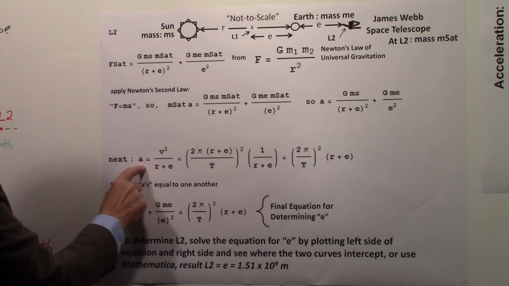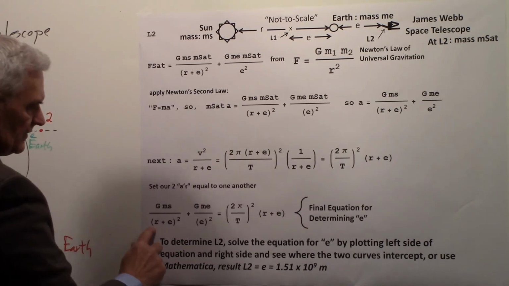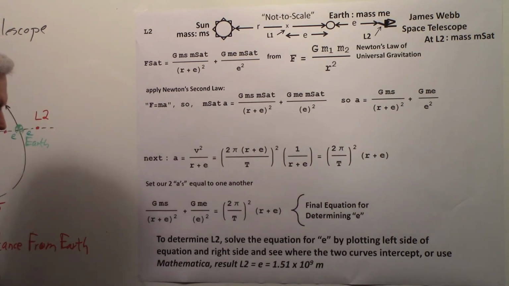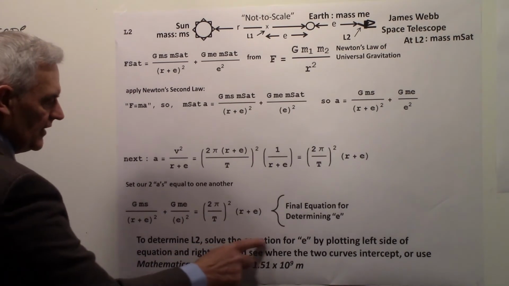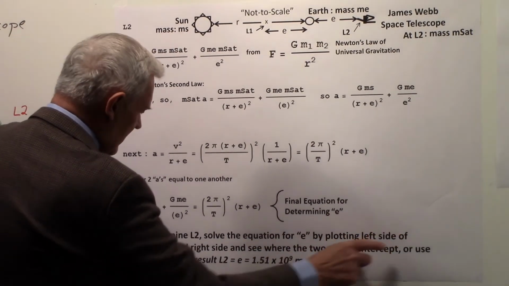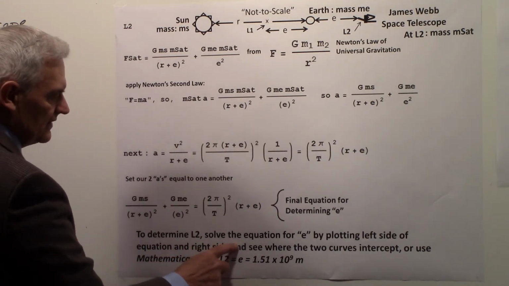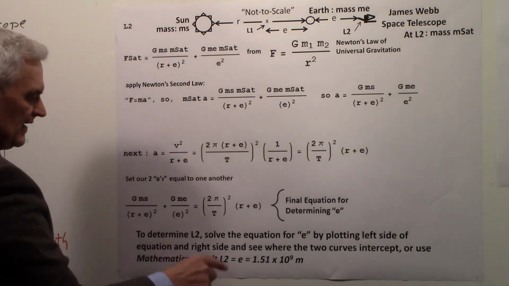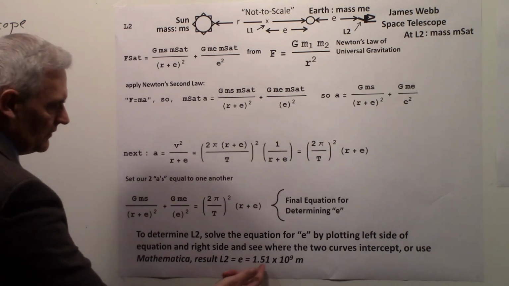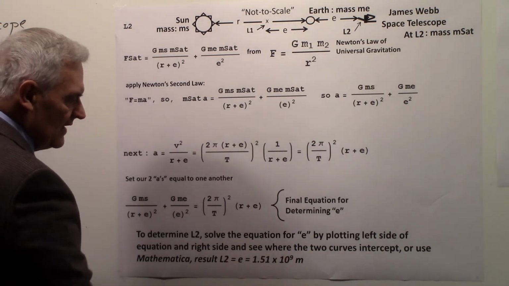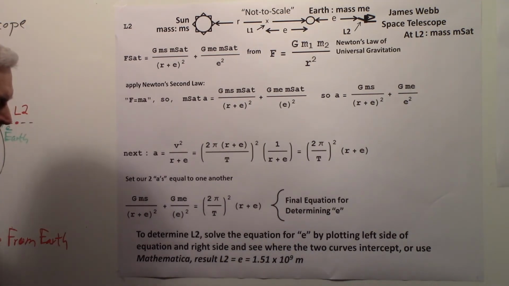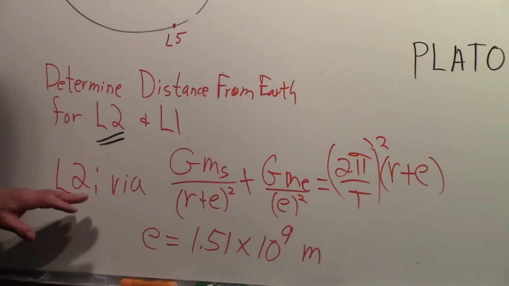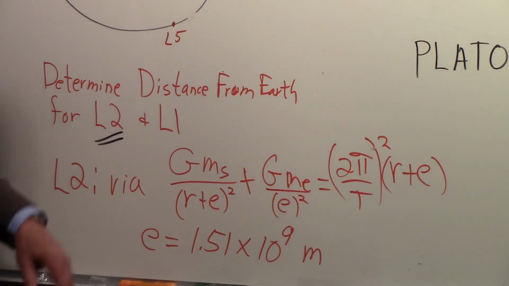So we take these two a's that we have, and we set them equal to one another. So here's the one side, and here's the other side. So this was our final equation for determining e for L2. So to determine L2, solve the equations for e, and we did that by plotting the left side of the equation and the right side of the equation to see where the two curves intersect. Or you can use Mathematica and get the result from Mathematica. Through our curves, with 2 digits past the decimal point, we get 1.51 times 10 to the 9th meters for L2. So we found out what the Lagrange point L2 was in terms of its distance from the Earth, and that worked out to be 1.51 times 10 to the 9th meters.